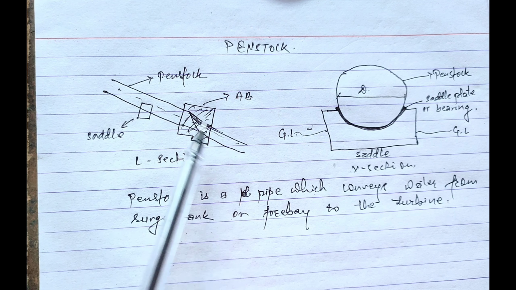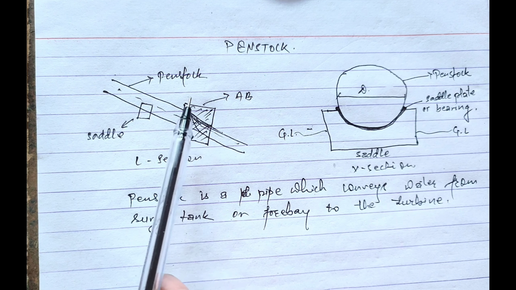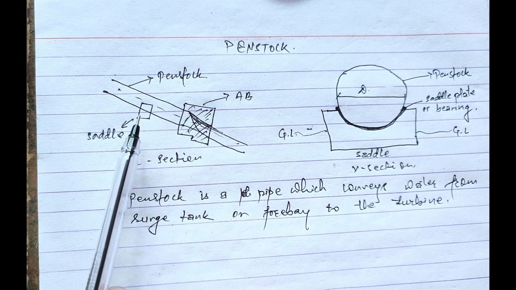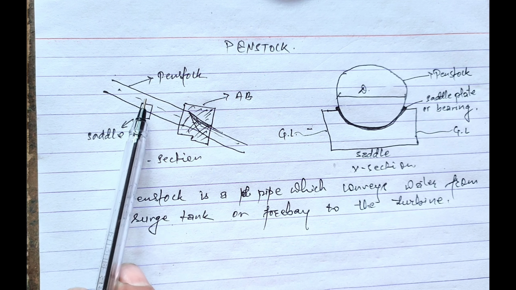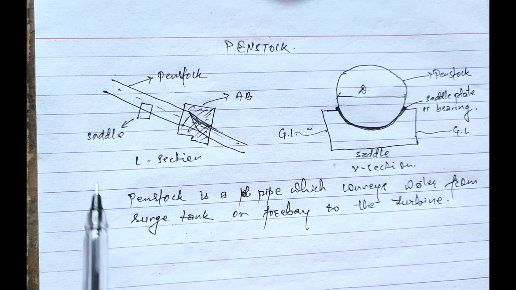This one is the penstock, where this one is the anchor block holding the penstock pipe, and this is the saddle support for the support of the penstock pipe. Now let's talk more about the penstock.